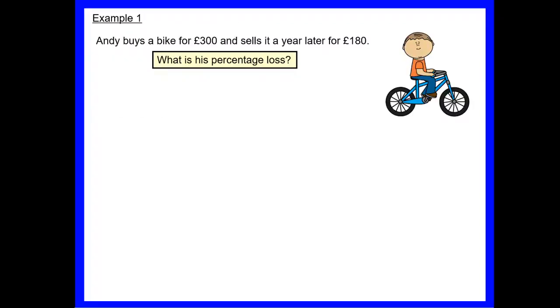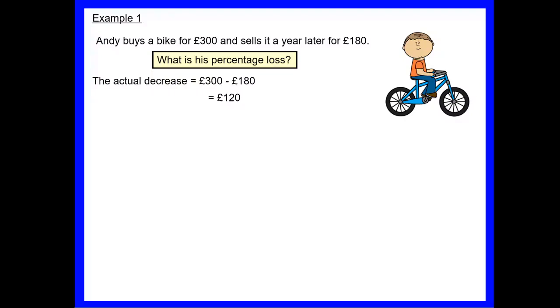So let's have a look at how that works then. So Andy buys a bike for £300 and sells it a year later for £180. What is his percentage loss? So the first thing we need to do is to find out the actual difference between those two values. So the difference between 300 and 180. So 300 minus 180 means the actual decrease, the actual change in value was £120.